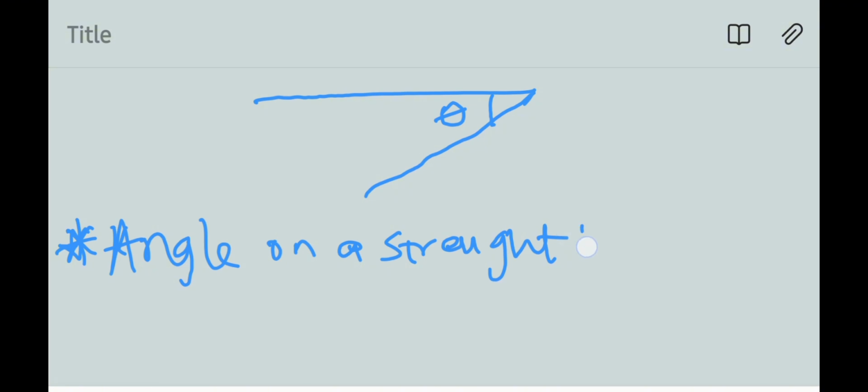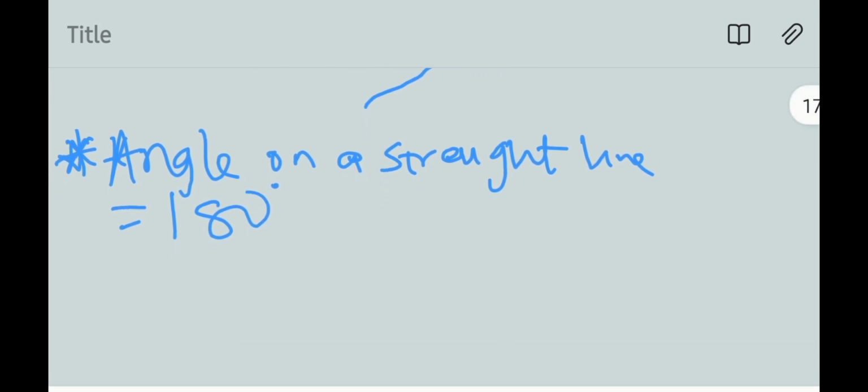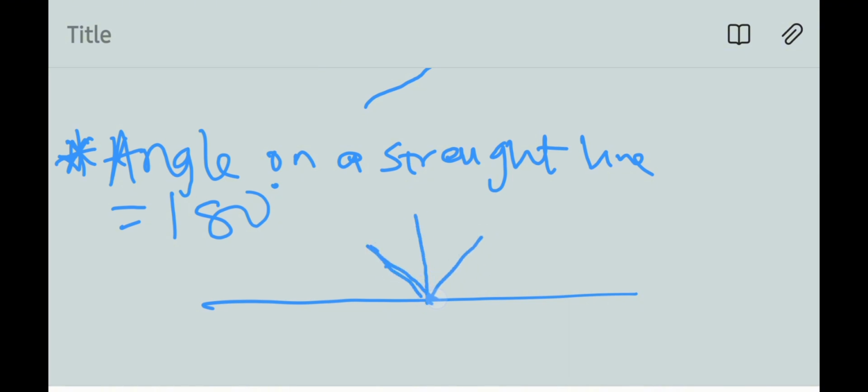I'll start off with what we call angle on a straight line. Angle on a straight line. The sum of angles on a straight line is equal to 180 degrees. Now what does that mean? Well, it means that if I have a straight line here and a number of other lines attached to it, something like this, here we have three other lines.